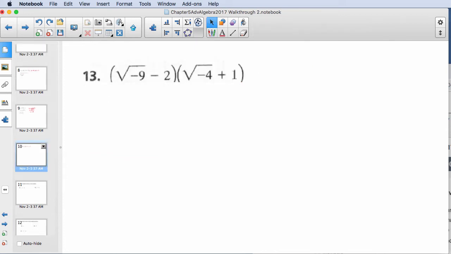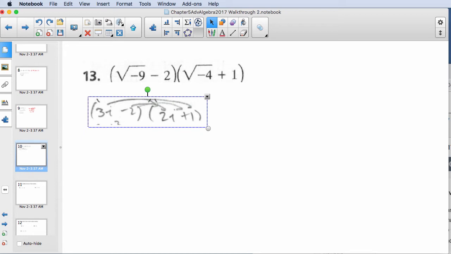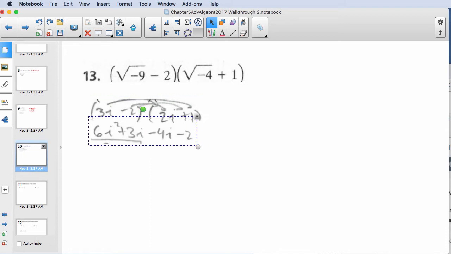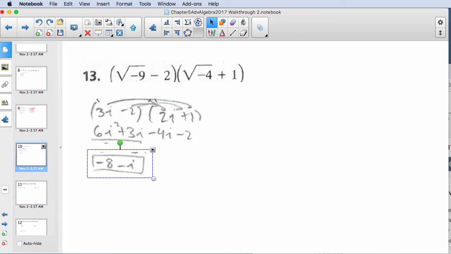Okay, here we're asked to multiply together 2 expressions, 2 binomials in a sense, and simplify them. So in this case, this student replaced negative the square root of negative 9 with 3i and the square root of negative 4 with 2i, which is perfectly fine. She then FOILed and got this expression here. And then recognizing that i squared is equal to negative 1, she was able to combine like terms. And the 6i squared becomes negative 6, minus 2 is negative 8, and then 3i minus 4i is minus i.